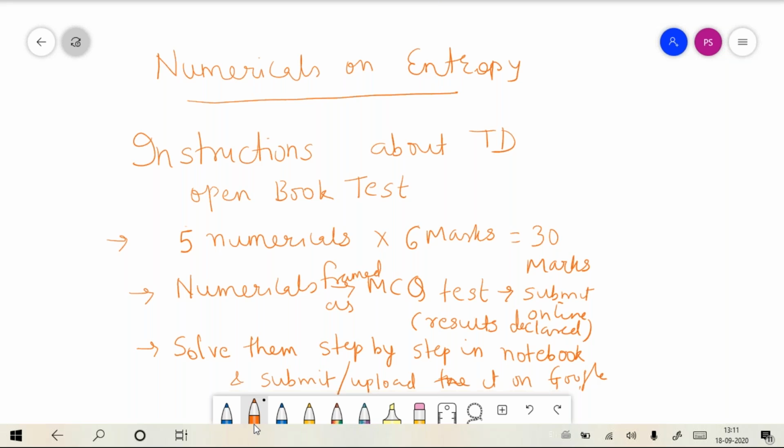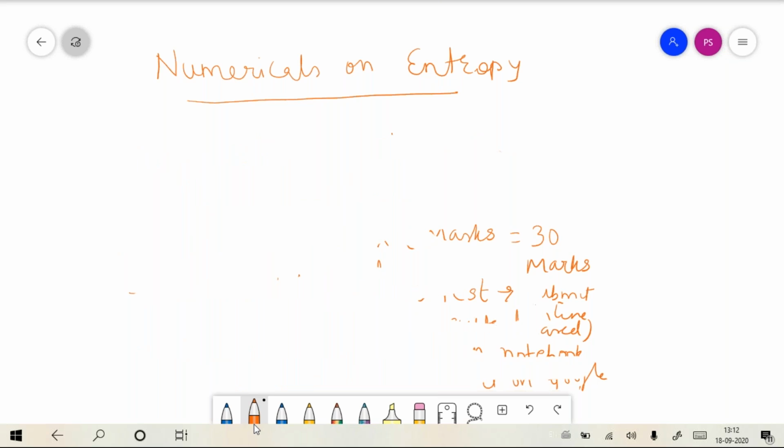This is on entropy. Let me rub this off, and you need to take down the name of entropy now. I won't be asking you numericals on entropy for this test. For this test.